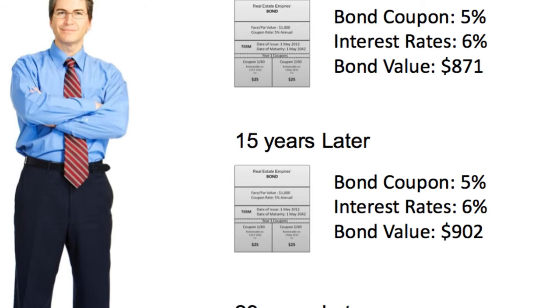That's not going to change. But we look at the interest rates and it's still at 6%. But you look at his bond value and it's higher than it was at the 5-year mark. So that's kind of weird.